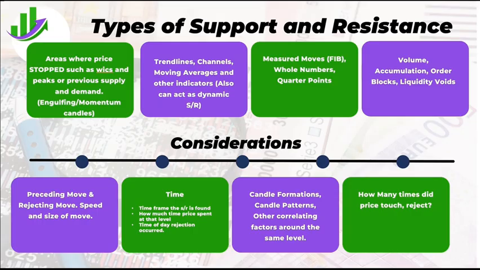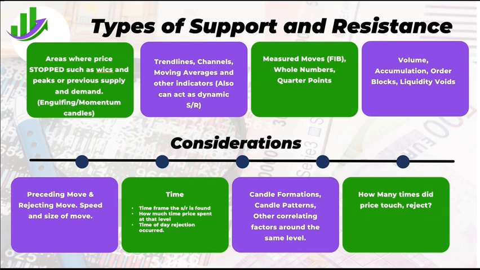Measured moves, including Fibonacci, whole numbers, quarter points, volume, accumulation, order blocks, liquidity voids. When we really tie all this together, we get this perfect package, this perfect storm of an area of interest. Remember, we're not looking at one exact thing. That's silly. That's a horrible way to be. We're looking at a combination, a correlating kind of basket of information to say, yes, we see this. Yes, we get this. High probability, high level of accuracy.